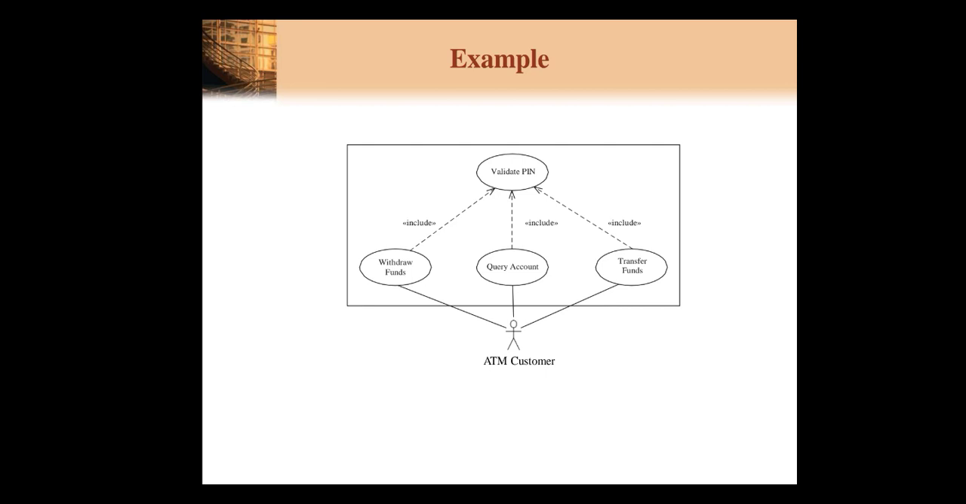So here we are showing the ATM example where the ATM customer can perform different operations: withdraw funds, query account or transfer funds. All these have a common sequence of steps, which is nothing but validating the PIN. So we separate these validate PIN steps into a single use case, validate PIN, and then we include this use case in these three base use cases. Here the base use cases are withdraw funds, query account and transfer funds. All these three are base use cases, whereas validate PIN is an inclusion use case, and whenever it is necessary we can include it in our base use case with the help of the include relationship.